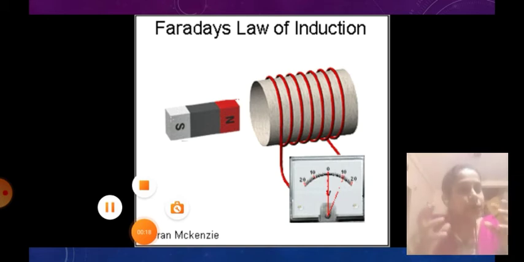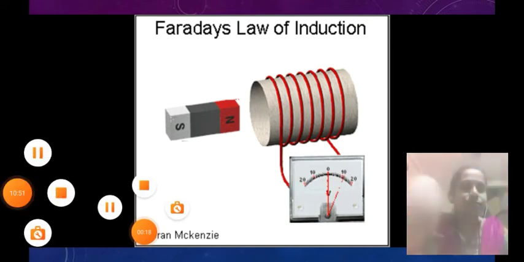Correct? So this phenomenon was studied by another scientist called Michael Faraday. And there are Faraday's laws, also called Faraday's law of induction, that is, electromagnetic induction. That means the magnet is producing electricity, or inducing electricity, inside the wire. So this phenomenon was studied by Michael Faraday.